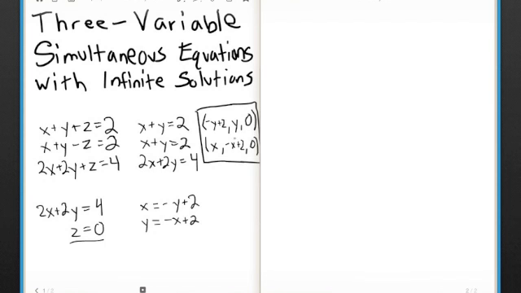So because of this, we can come up with some possible solutions that would work. So let's look at the first one here. We have x comma y comma z. Let's say we start with a y of 5. What would x be? x would be negative 5 plus 2, which is negative 3, and z is always 0.